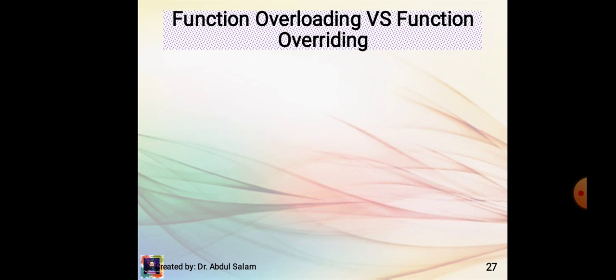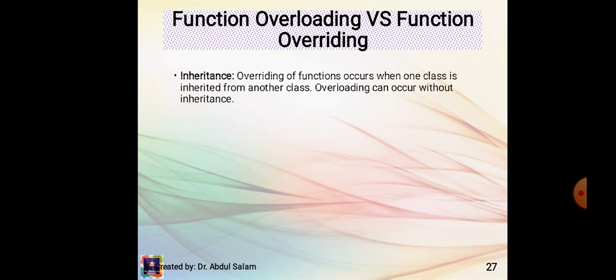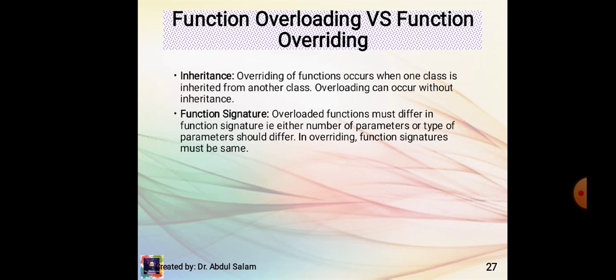Function overloading versus function overriding. Inheritance: overriding of functions occurs when one class is inherited from another class. Overloading can occur without inheritance. Function signature: overloaded functions must differ in function signature, that is, either the number of parameters or the type of parameters should differ. In overriding, function signatures must be the same.